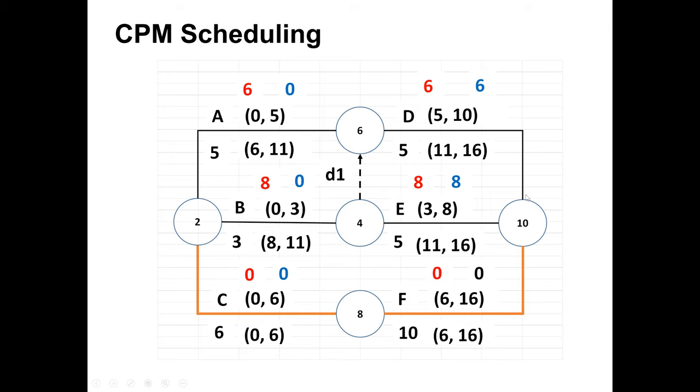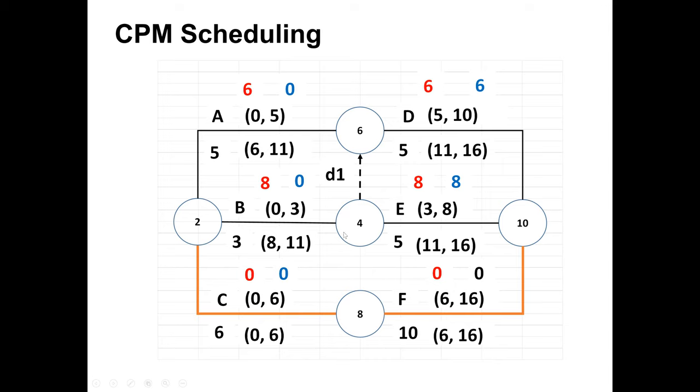So total float is the available time with the project manager that he can delay an activity without affecting the finish time of the project. Similarly, for E, the project manager has 8 days of total float, and he can delay this activity for 8 days, so the finish time of the project will not be affected. The finish time is 16 days. Similarly for B, the total float is 8.